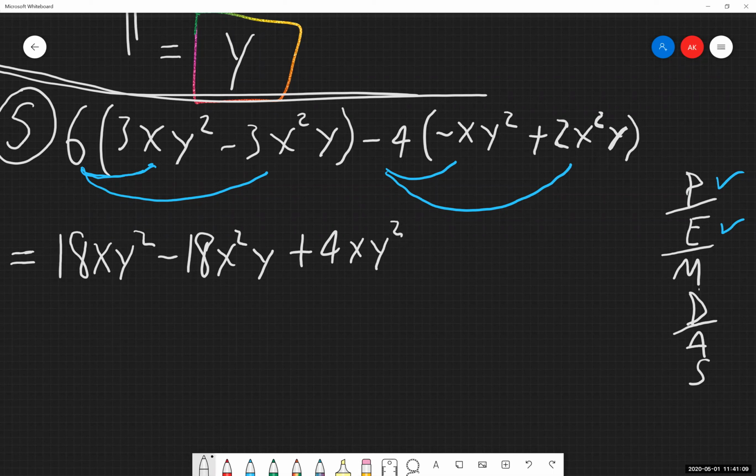I have -4 distributing through to a 2x squared y. Positive times a negative is going to be a negative. I'm going to have 8 for the number, and then again keep the variables the exact same. So I'm now done with multiplication or division. Good to go there. And now addition and subtraction.